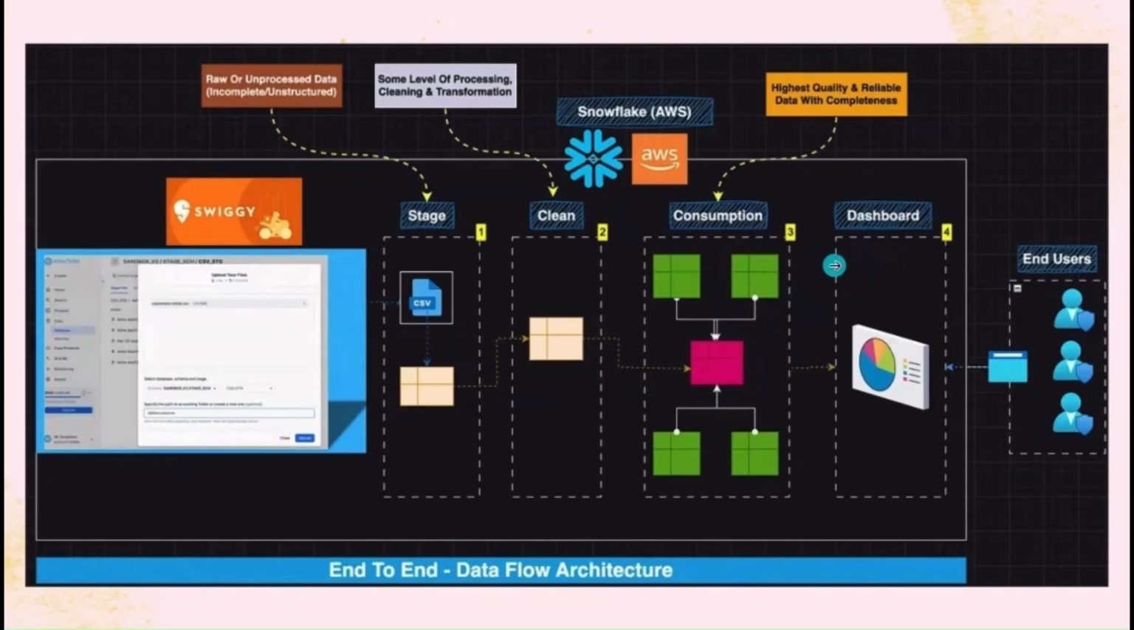Next one is the dashboard. The final processed data is fed into a dashboarding tool. This allows visualization through charts, graphs, and reports. It enables business users to analyze trends and make data-driven decisions. Next one is the end users. End users, such as business analysts, data scientists, and decision makers, access insights. They use dashboards and reports to make strategic decisions. Let's see the practical.